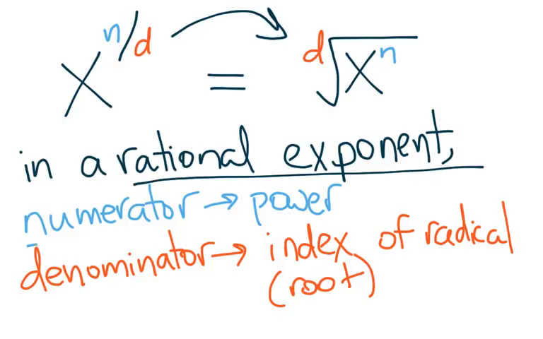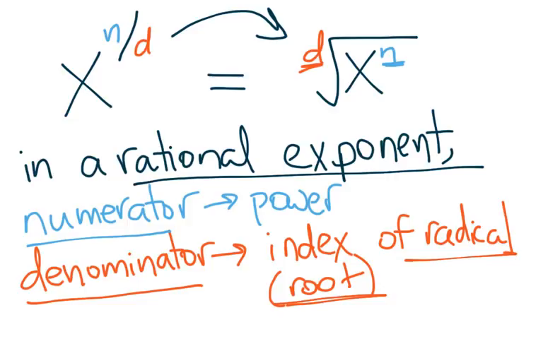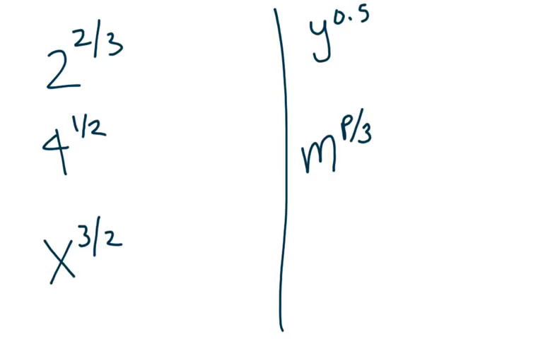So in a rational exponent, the numerator equals the power that the base is raised to, and the denominator of the exponent is the index of the radical, or the root, that the base is taken. Let's see a few examples over here.